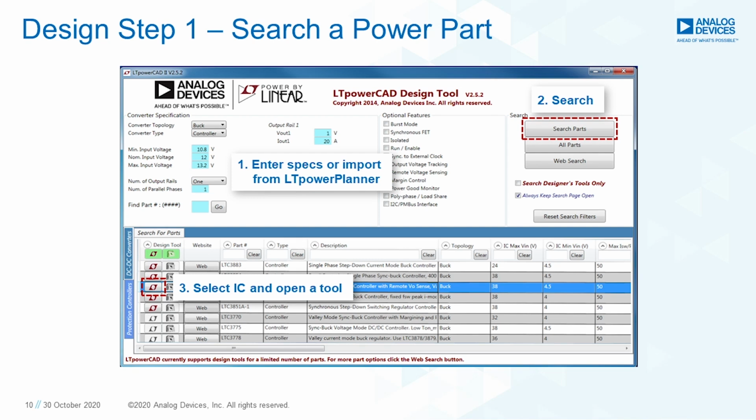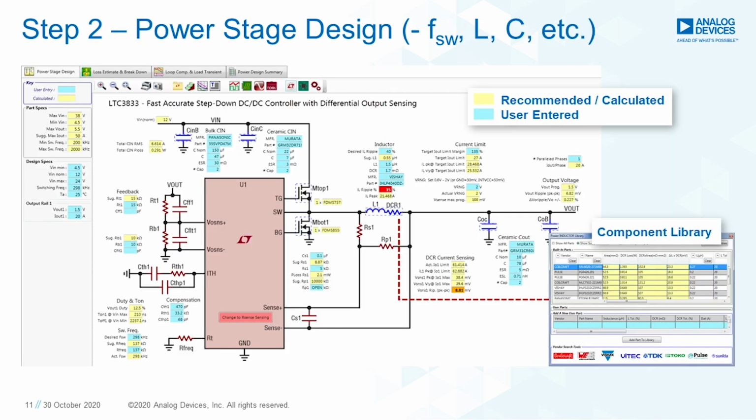Once the block diagram is complete, it's time to move on to the first design step using LT PowerCAD. If you've not created a block diagram, you can enter the part number directly, or enter the design criteria for the block and then select a part from the database, or simply click on the system diagram block to open up the design tool.